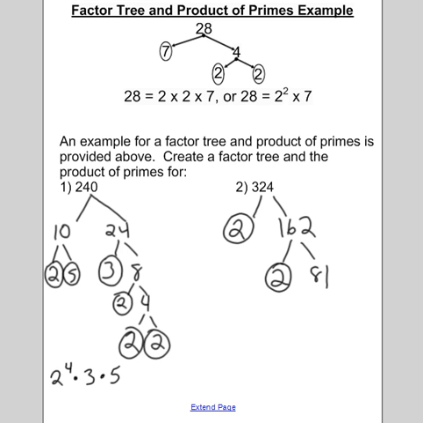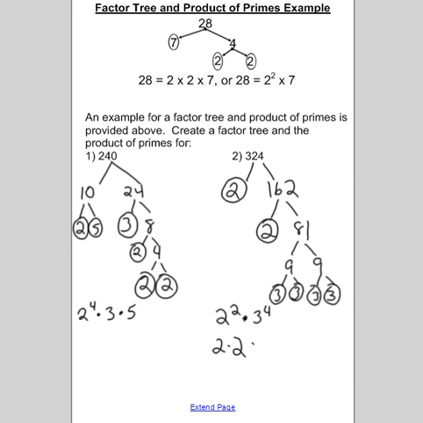Now from here, I could recognize that 81, oh, that's 9 times 9. And then each 9 would split into 3 times 3. Now you may get to your product of primes differently, but you should still end up with 2 squared times 3 to the 4th power. Okay, and if you wrote those out, it would be 2 times 2 times 3 times 3 times 3 times 3. We just simplify that by writing it as a product of our powers. And that would be your tree factor and product of powers.